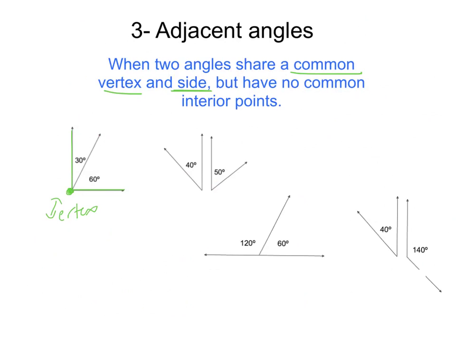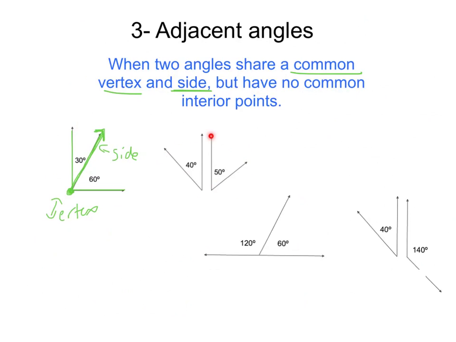And we also know that they have a side or a ray right here. And remember, a ray is a point that continues in one direction forever. So because they have a common side and a common vertex, this example right here is adjacent.